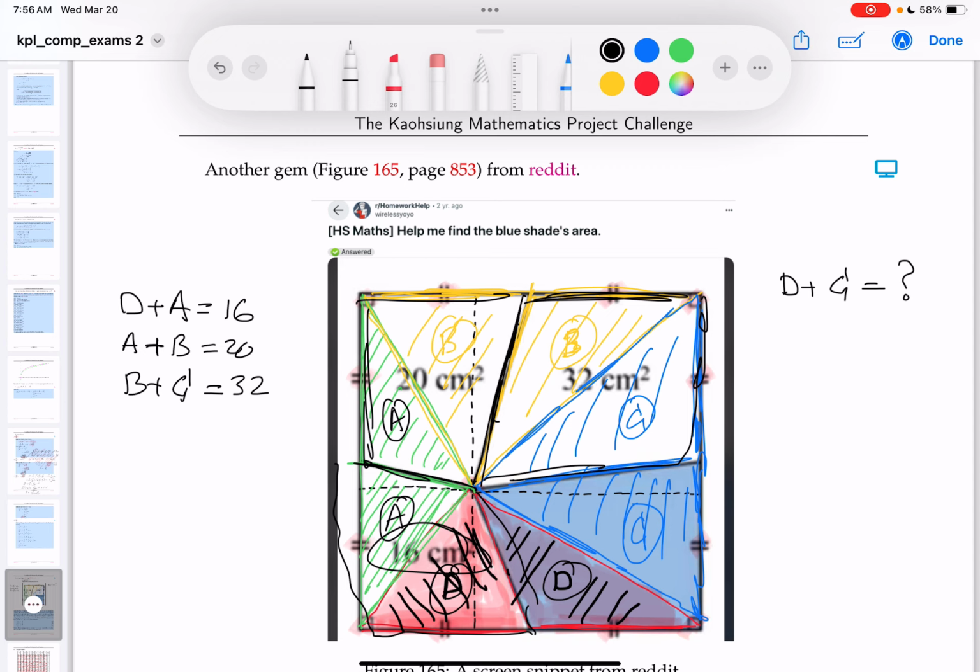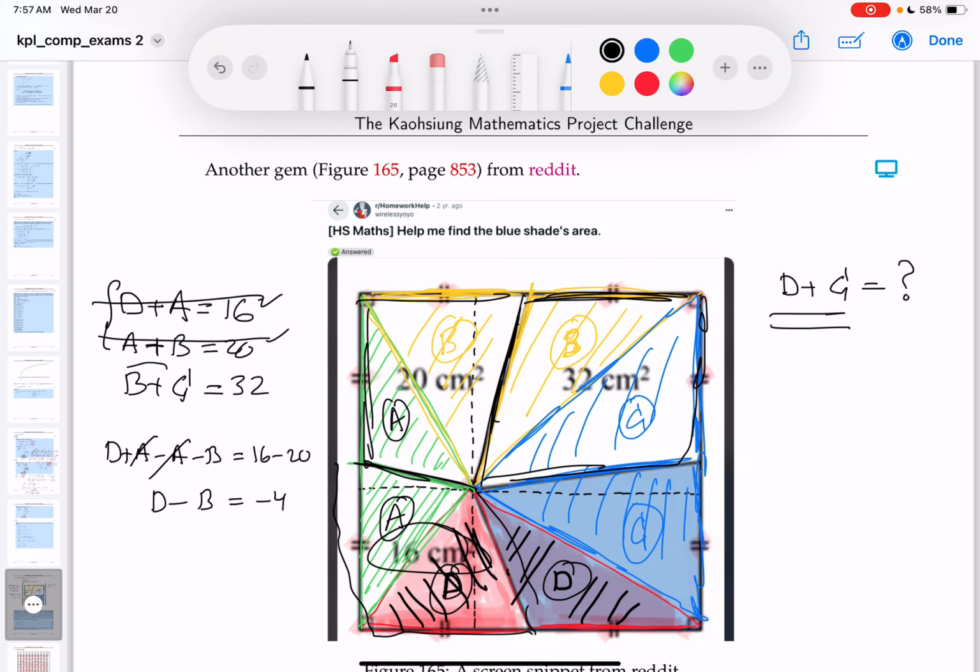Now, what I'm going to do is stepwise move through this because I really want to find this out over here. So I'm going to look at these two equations and just subtract them. And what are you going to get? Well, if you do D plus A minus A plus B, that's the same thing as saying 16 minus 20. And what happens, the A's disappear and you get D minus B equals minus 4. I just used those two.